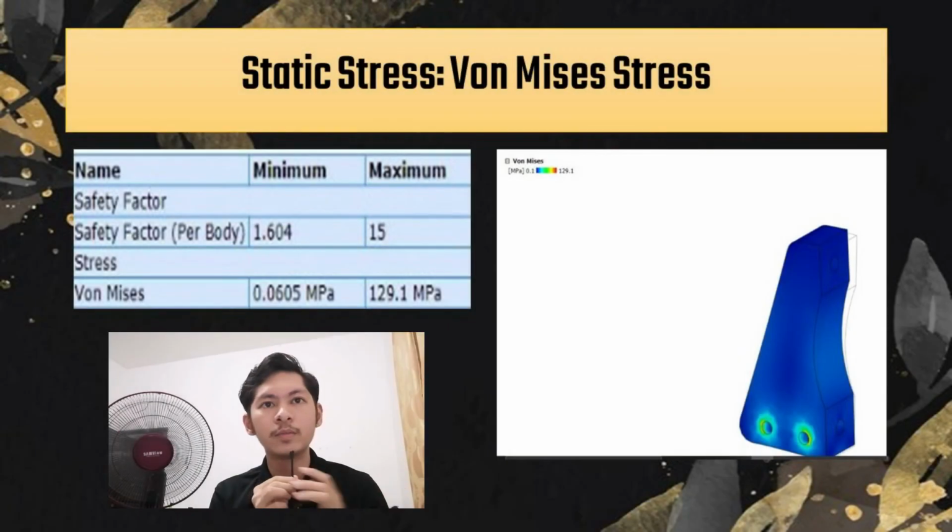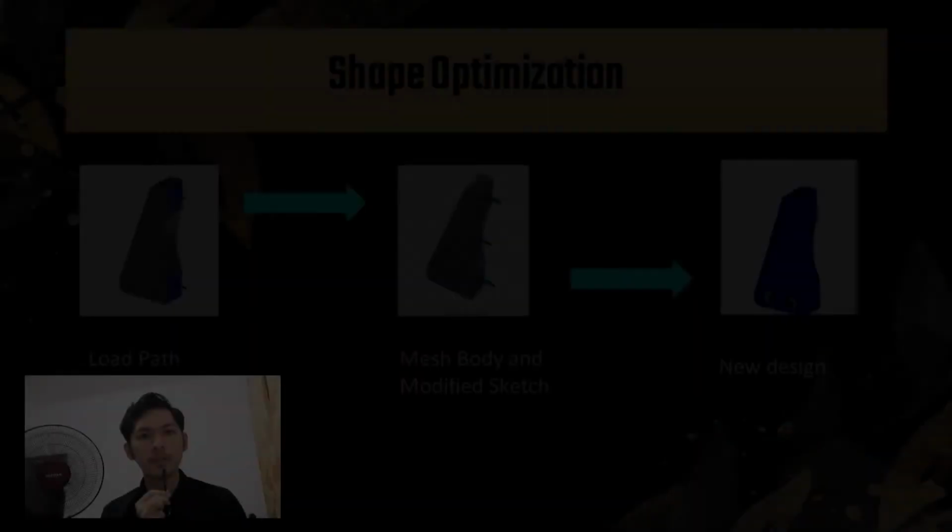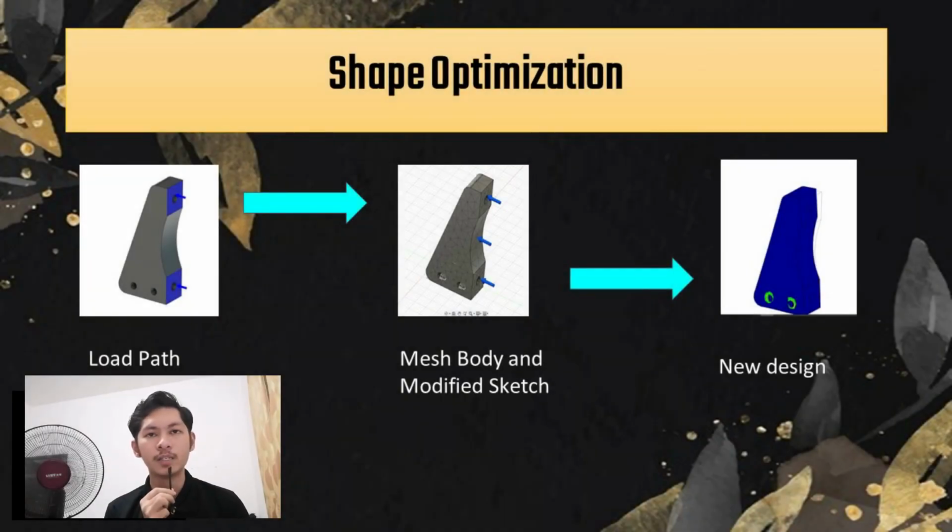Next is the von Mises stress. As the result in this table, we can see the minimum stress is 0.0605 megapascal, and the maximum stress is 129.5 megapascal. Now we continue to the shape optimization.